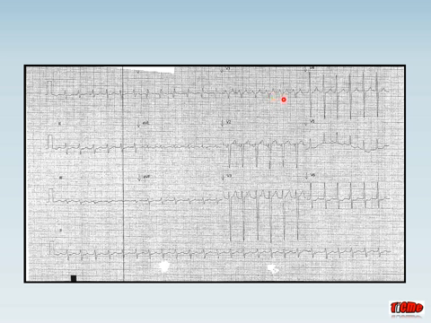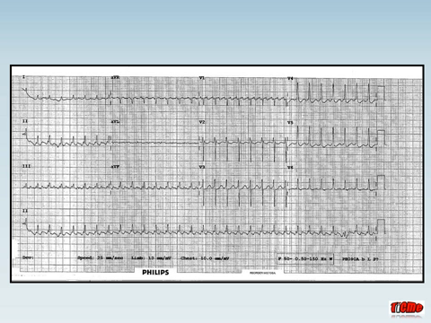So if you're on the same page, 300 beats per minute is going to be atrial flutter. Now the ventricular rate, because we'll be blocked at the AV node, will be 150. Let's just check. Two big squares between each R wave. So this is atrial flutter with 2-to-1 block.